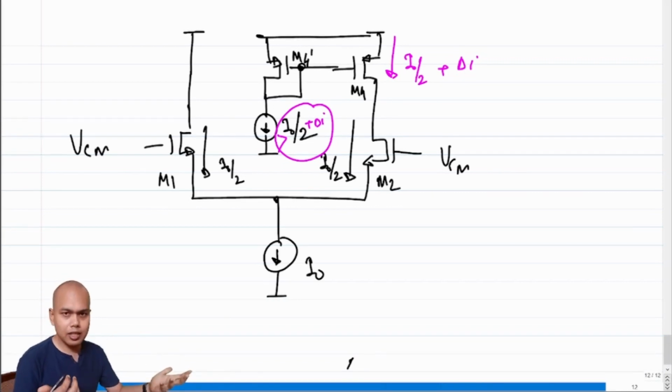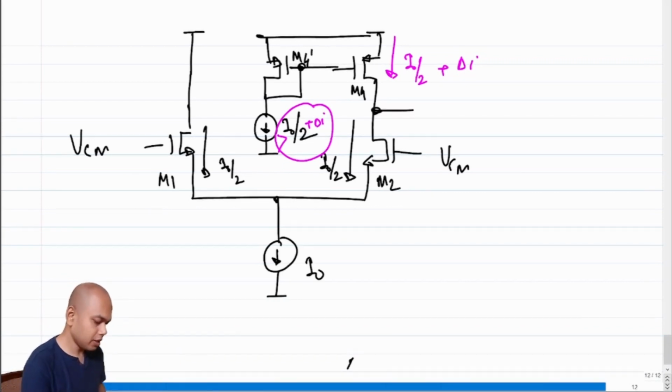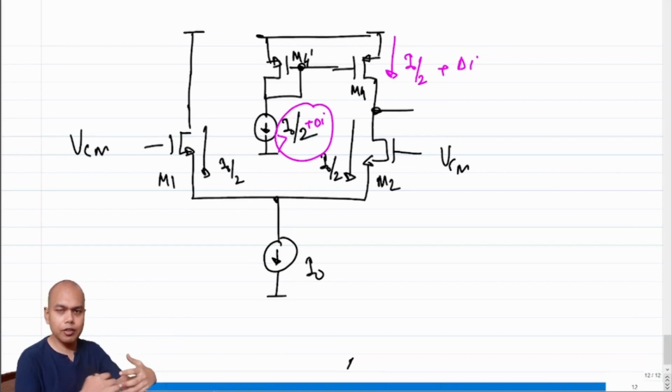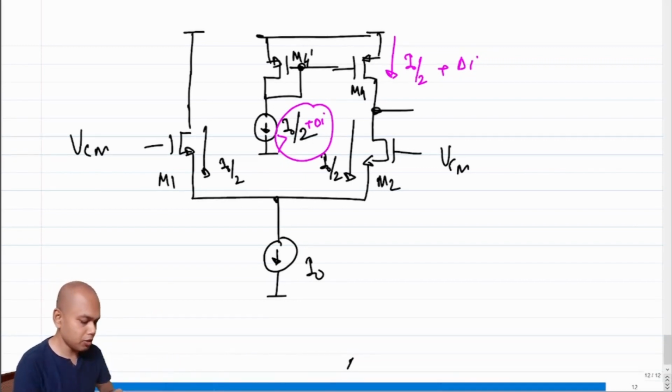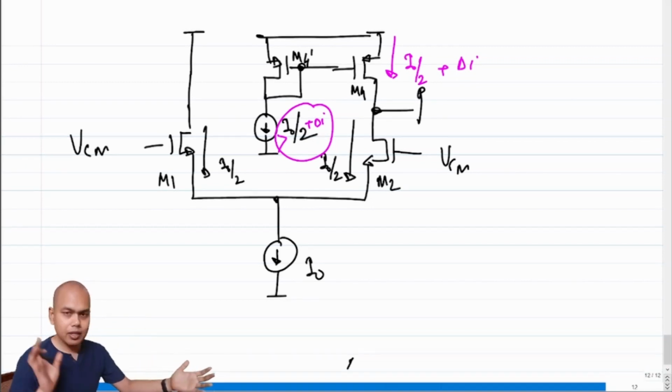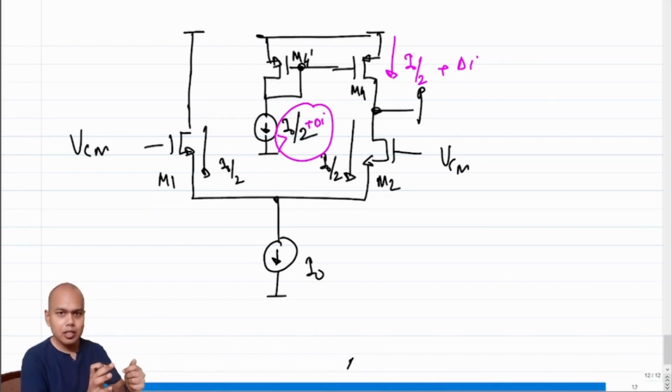This cannot sustain. So what's going to happen to this voltage? You are trying to push in more current than you are trying to pull out. So what's going to happen to this voltage? This voltage will go up. And how long will it keep going up? It will keep going up till it crushes M4 and it moves into linear region. So M4 will stop being in saturation.